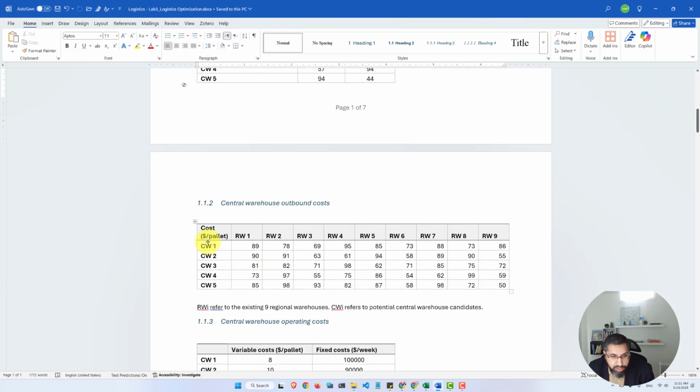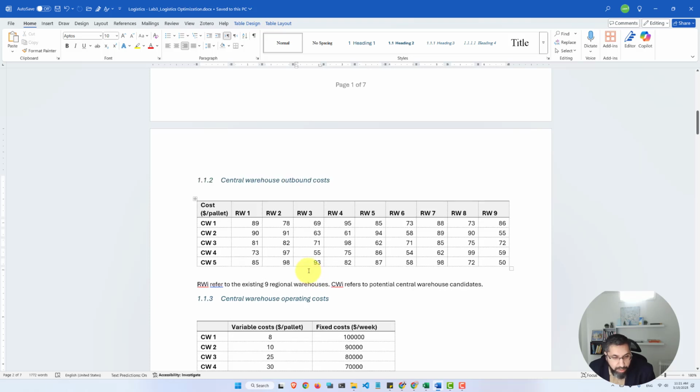And then from the central warehouses, we can ship it out to regional warehouses. And this table provides those costs. So to ship 1 pallet from central warehouse 1 to regional warehouse 1 will cost $89. And you can see, obviously, as the locations are different, the distances are different, the costs change, right? So here, for example, central warehouse 4 to regional warehouse 3 is only $55 to ship a pallet.